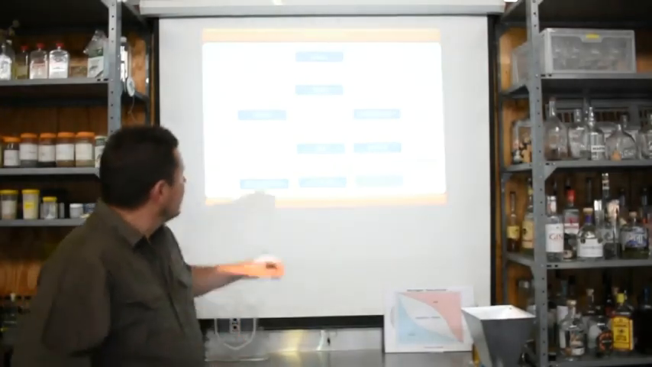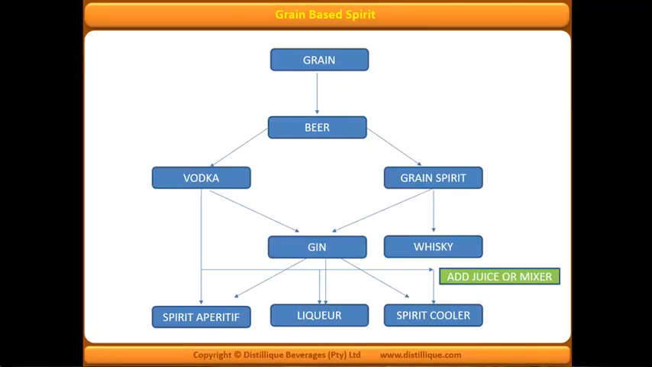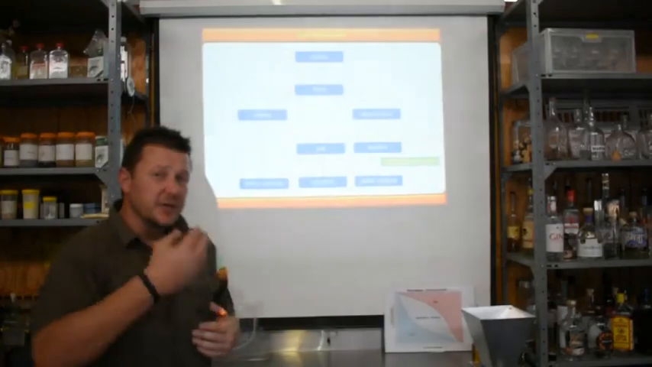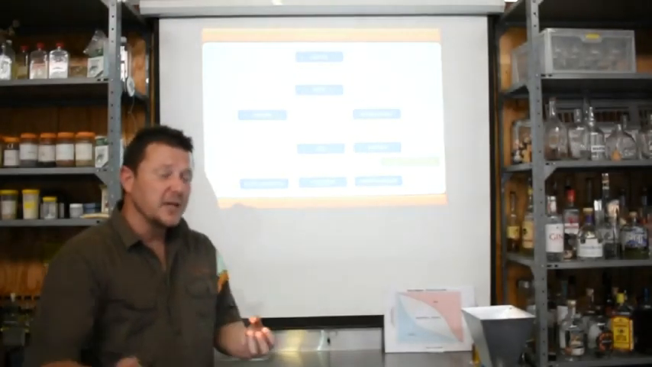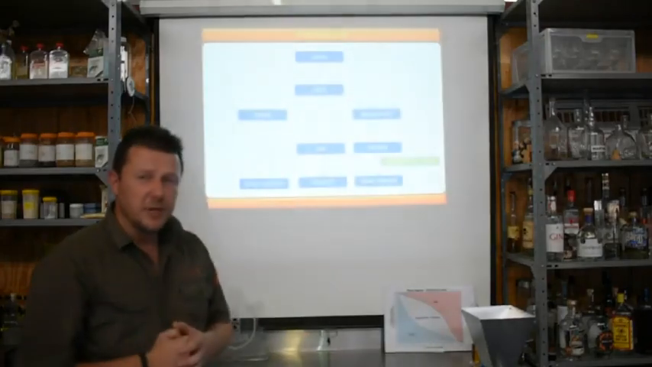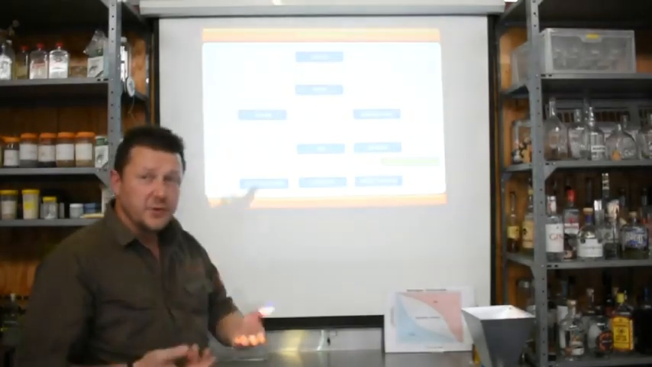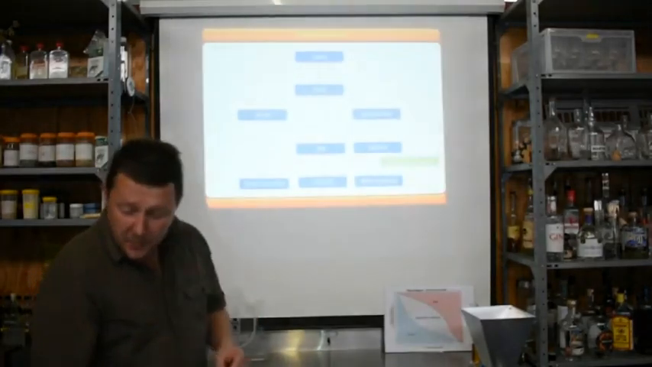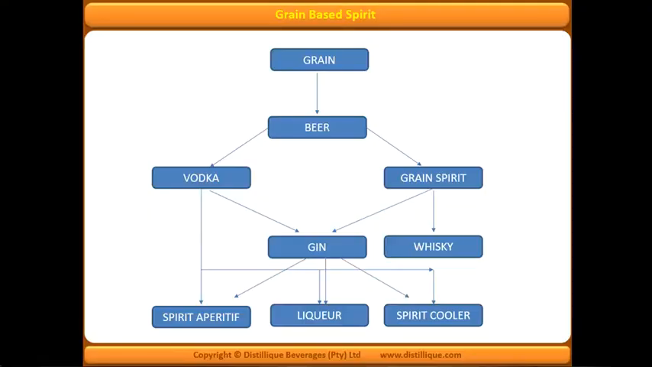I can also take that vodka, gin or grain spirit and turn it into a spirit cooler. Spirit cooler has added juice or a mixer to it. So if I want to take a gin and tonic premix, I take my gin, I add my tonic and I sell it as is, as a premix. That's a spirit cooler. I can also take vodka and fruit juice. That would also be a spirit cooler. So from my original grain, I can make a whole bunch of different products. There's a lot that I can do with this grain.